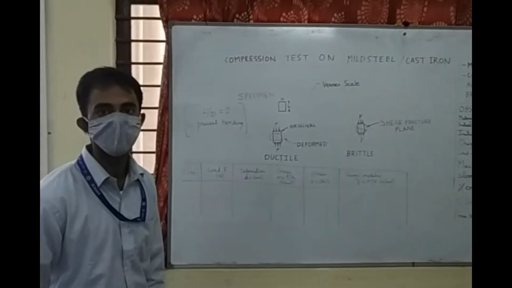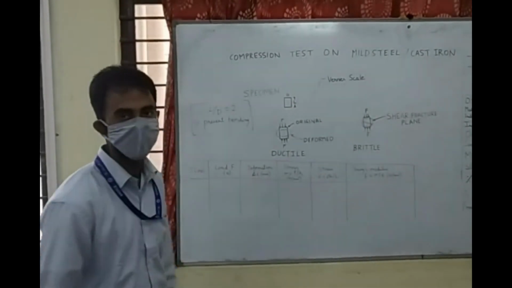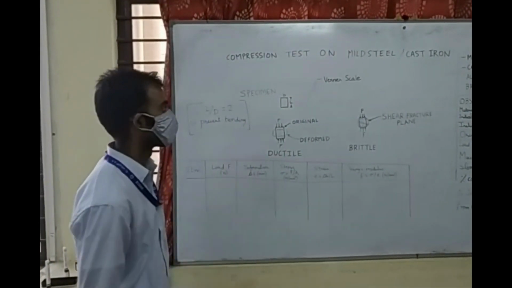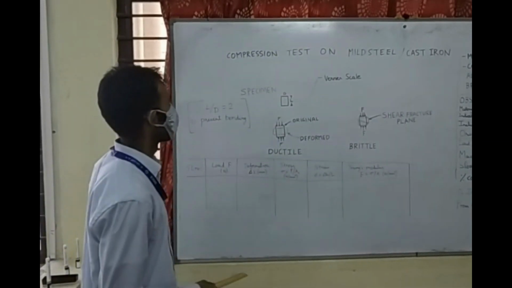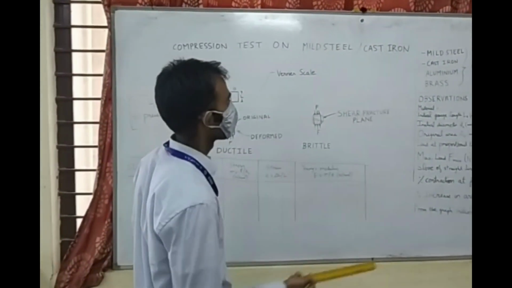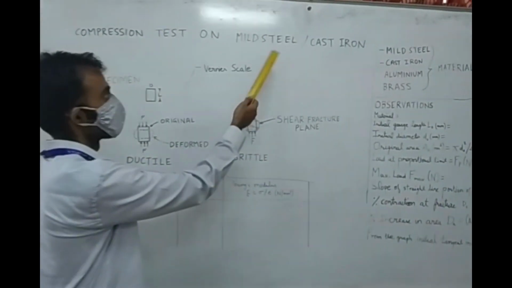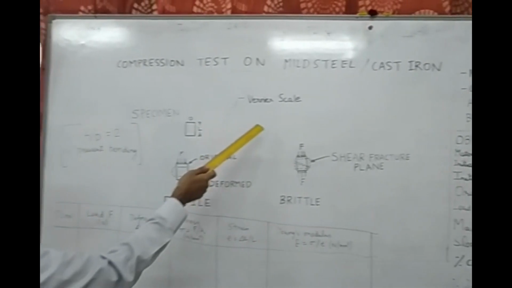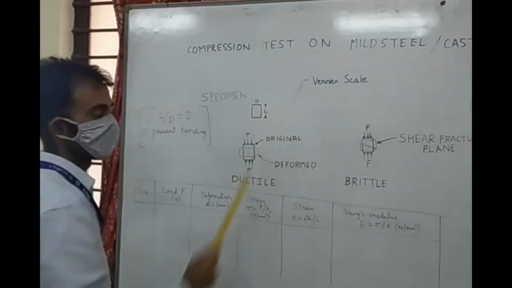Hello everyone, I'll explain the compression test on mild steel or cast iron, the procedure and how we are going to take the observations. So first thing is we have to take a specimen, whether it is mild steel or cast iron, and measure its dimensions. We will measure the dimensions using a vernier scale.